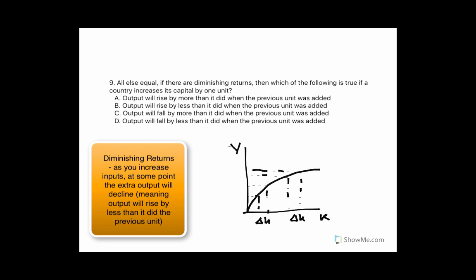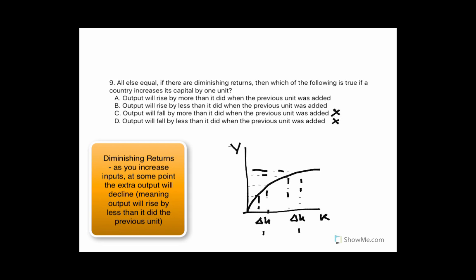So that's exactly what this question's saying here. It says, all else equal, if there are diminishing returns, which of the following is true if we increase capital by 1 unit? So in this case, delta K is 1 unit, right? So output will rise, like I said before, so it's not either one of these.